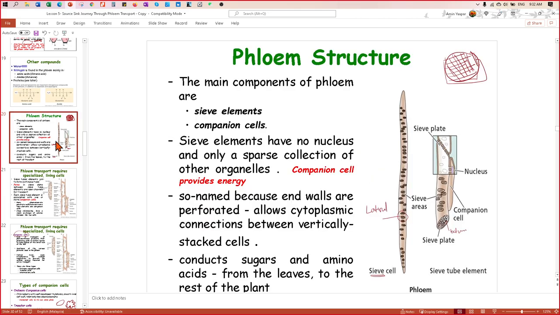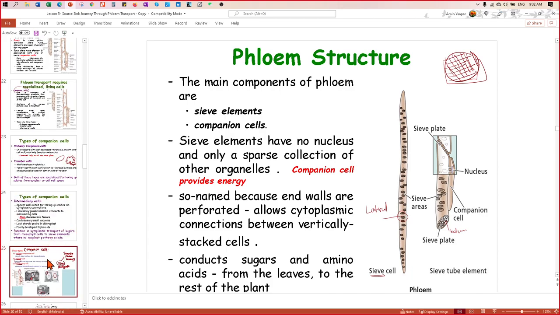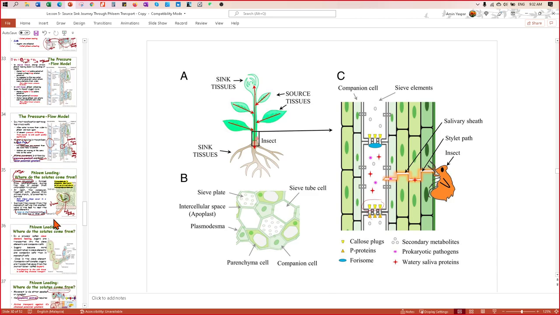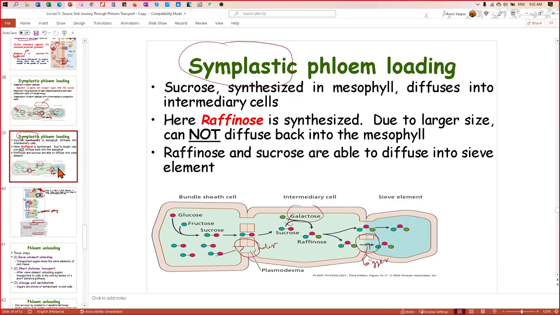Doctor? Yeah? You've mentioned earlier that temperature can affect translocation, but does it physically damage the sieve tube, or does it link with water? How can temperature affect the flow in translocation? Temperature, number one, if it's too cold, you see, cold water moves slower, okay? If you look back at your earlier lesson, you can see the surface tension of warmer water is actually higher.